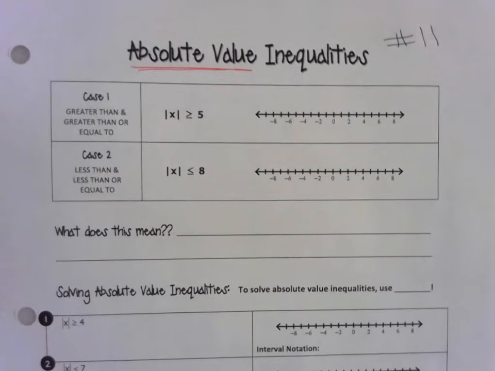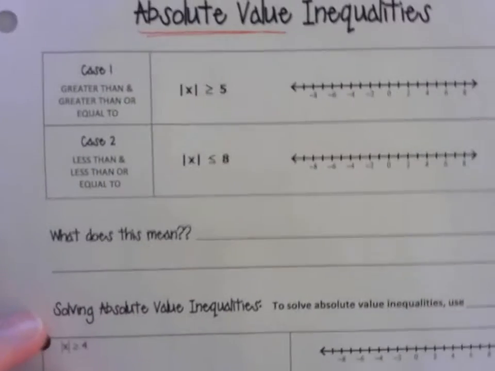Because absolute value means I'm going to have usually two answers. In this case, my answers are going to be inequalities. So we're going to have 2 inequalities as answers. So basically, we're going to have compound inequalities, but we have to do a little bit of work first. Okay? There are 2 different cases you may have.